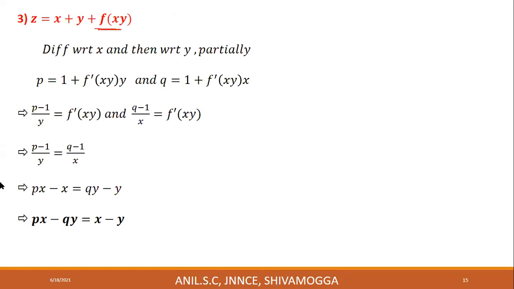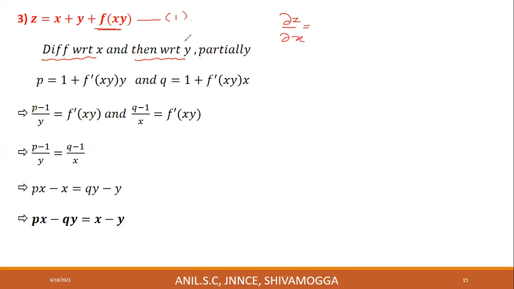Let's call this equation number one. Now differentiate equation number one partially with respect to x and then partially with respect to y. Derivative of z is del z by del x.